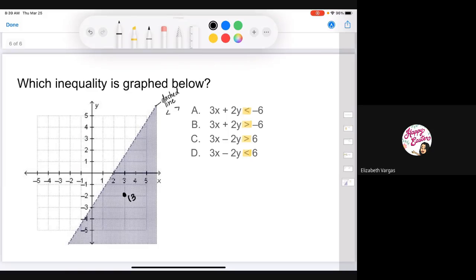So this is 3 and -2. So I'll pick that point. And basically what I'm going to do is I'm going to plug in this x and this y into these equations and see if I in fact get a true statement, right? So for reference, I would plug in 3 here, 3 here, 3 here, 3 here, because that's my x. Then I would plug in -2 here, -2 here, -2 here, and here, because that's my y. And then I would solve.